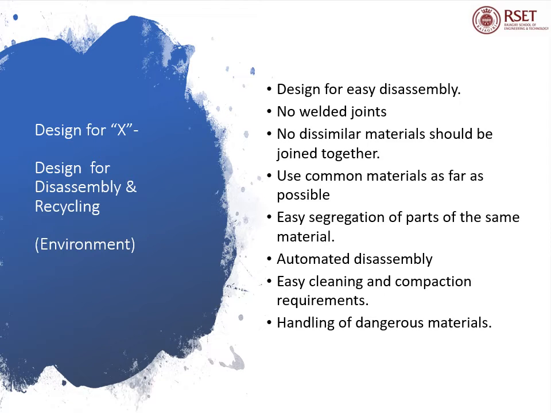Design for easy disassembly: no welded joints, no dissimilar materials should be joined together, use common materials as far as possible, easy segregation of parts of the same material, automated disassembly, easy cleaning and compaction requirements, handling of dangerous materials, etc. should be considered. Using the same type of screws in the entire product, reducing the number of screws as much as possible, providing indications for detaching, lifting, etc. wherever possible are some examples of disassembly considerations.